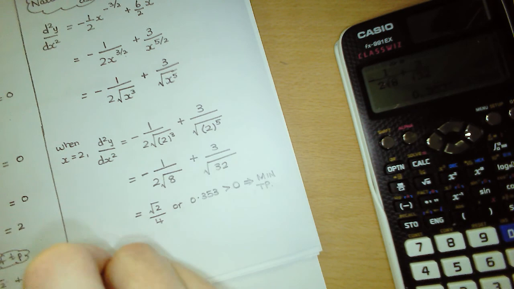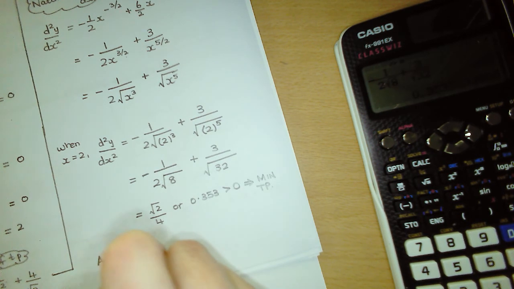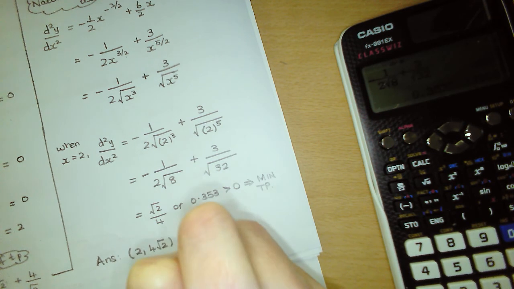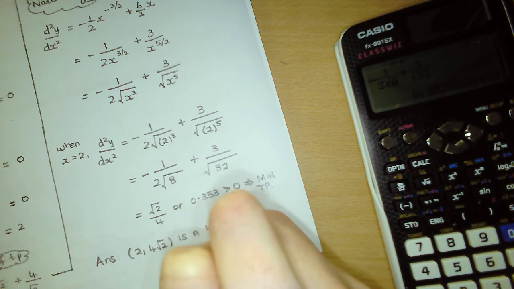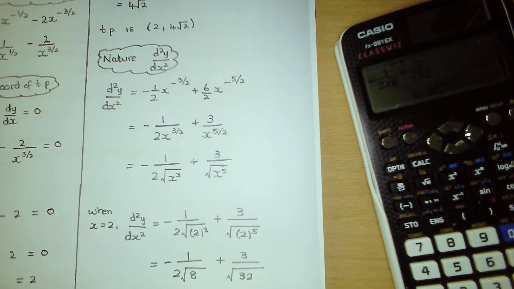Okay, so final answer. The point 2, 4 root 2 is a minimum. Okay. So another very good example there. You need to be good with indices in particular.